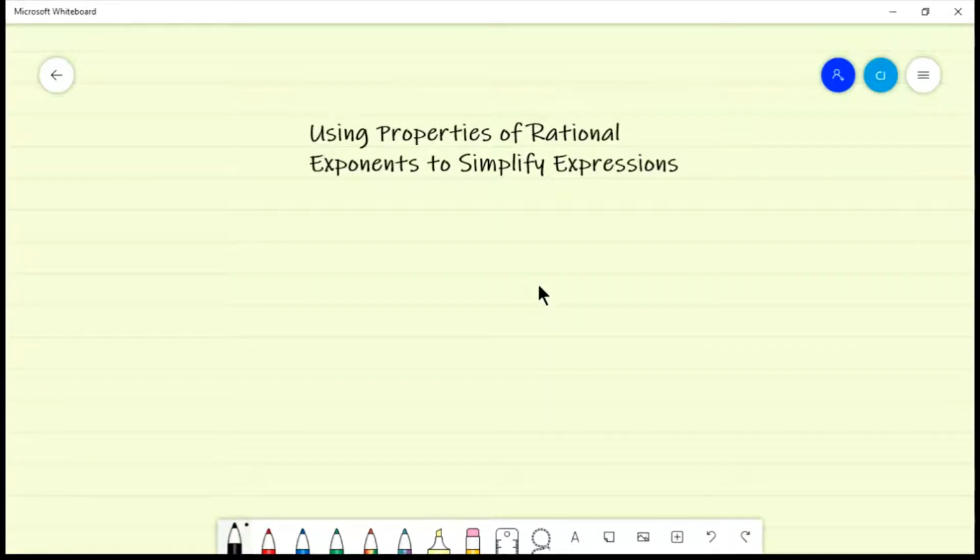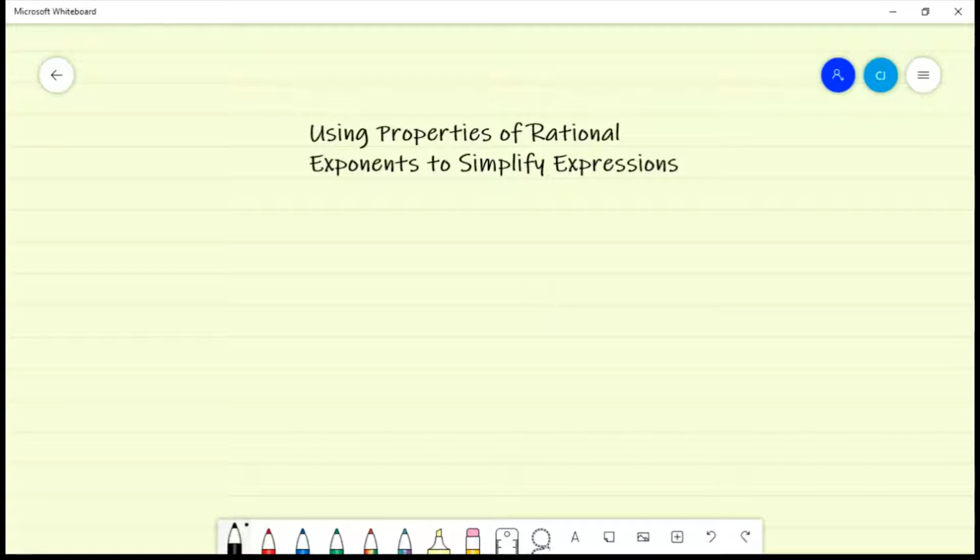What's going on, guys? In this video tutorial, we're going to be looking at how to use some properties of rational exponents to simplify expressions. And we're going to look at one specific example for this video to keep it short and sweet.